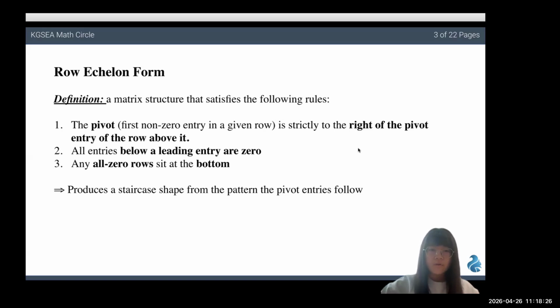A row echelon form is a matrix structure that satisfies the following rules. The pivot, which is the first non-zero entry in the given row, is strictly to the right of the pivot of the row above it. All entries below a leading entry are zero, and all zero rows sit at the bottom. And combining these rules produces a unique staircase shape to the leading entries of a row echelon form. These rules can be a bit obscure when explained in words, so let's look at some examples.